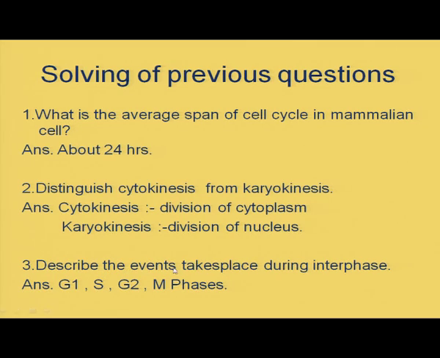Describe the events that take place during interphase. You know, interphase is the first stage of the cell cycle and it consists of different phases. First one is G1, then the second is S phase, the third is G2, and the fourth one is M phase. G1, S and G2 are collectively called the interphase.